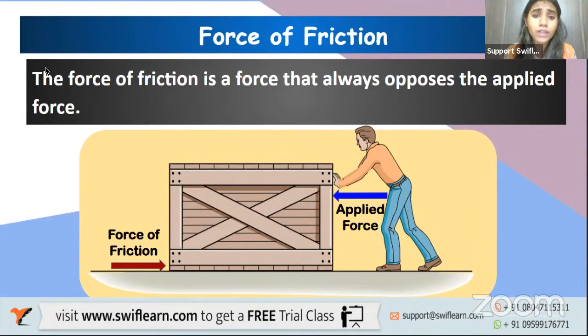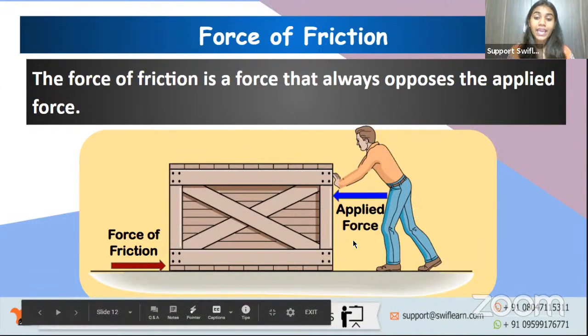Now, moving on to the force of friction, let's just understand force of friction a little better. Now, the force of friction is a force that always opposes the applied force. So whenever there is an applied force, like this boy or this man over here, he is applying force to this wooden block, right? To this wooden box, he is applying force. Now, frictional force will always be opposite to it. Clear? I hope this much is clear.